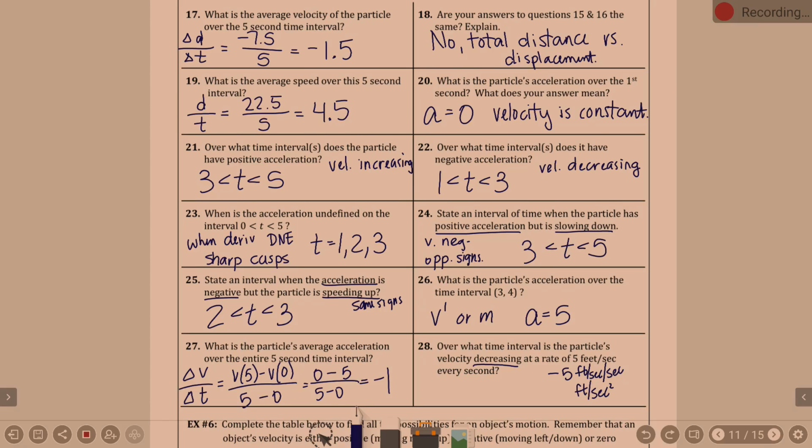Okay, so when they're talking about the particle's velocity decreasing at a rate, we're looking at the derivative of velocity, because that word rate means it's a derivative. So we're looking at the derivative of velocity, which is acceleration. Okay, I guess I need an interval then. 1 to 2. Because basically, when is our slope negative 5, right? The slope is negative 5 from 1 to 2.